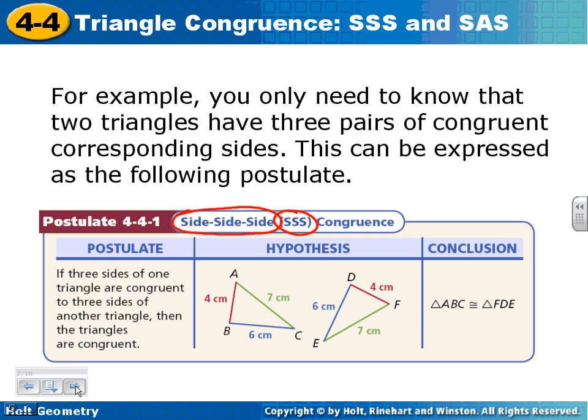In other words, if the 3 sides are congruent, we don't need to know what the angles are. We know the triangles are congruent. So if the 3 sides are congruent, then the 2 triangles are congruent to each other. We don't need to know any information about the angles.